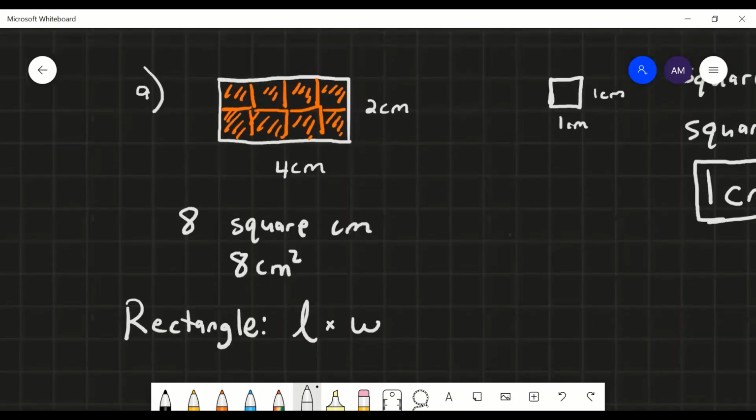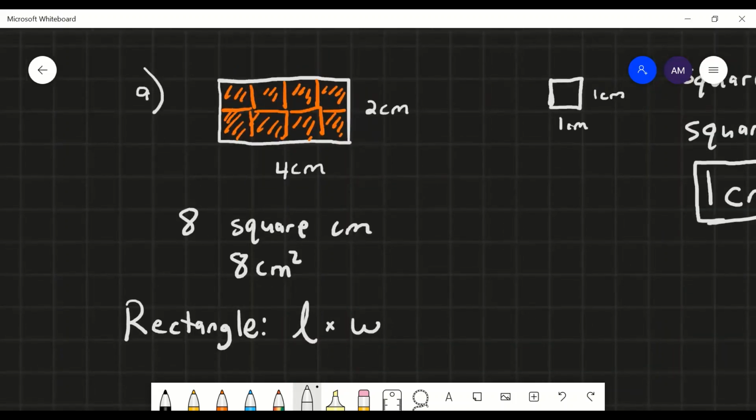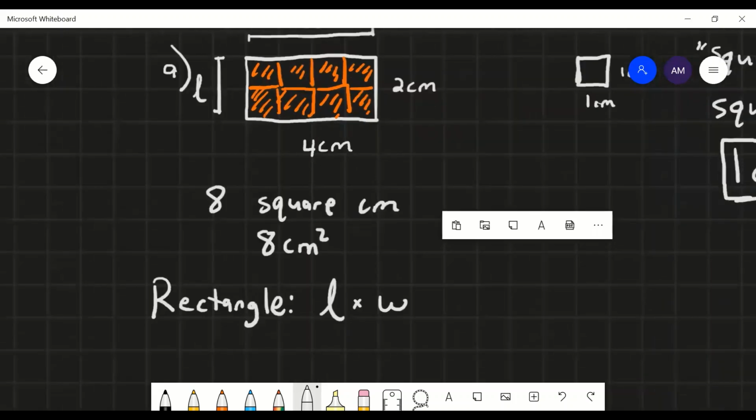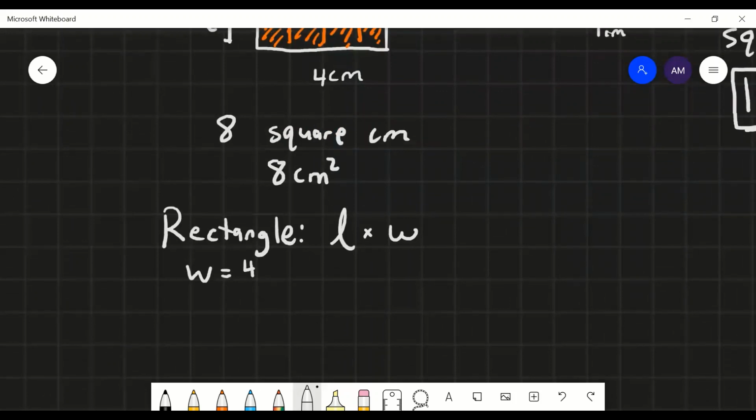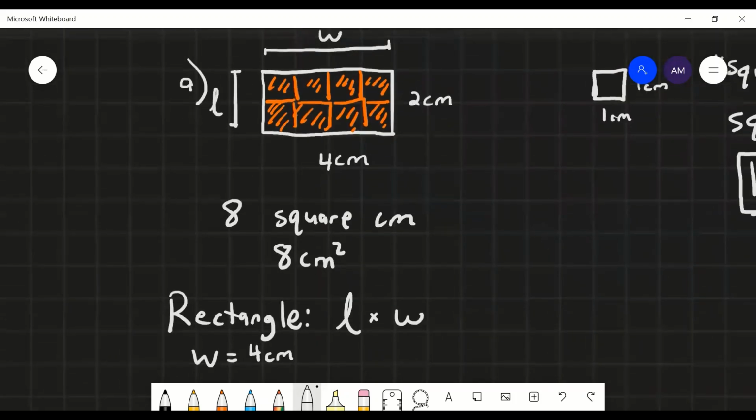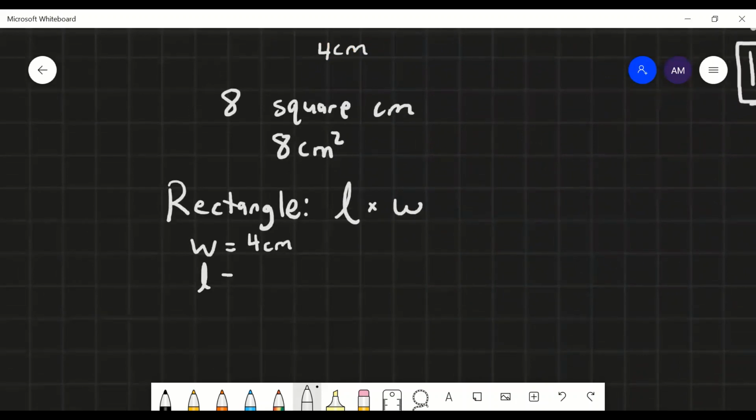So for the sake of practice here, let's call this the length, and we'll call this the width. Well, fair enough. That means that we have, in this example, a width of 4 centimeters and a length of 2 centimeters. Well, what's the length times the width? That would be 2 centimeters times 4 centimeters.